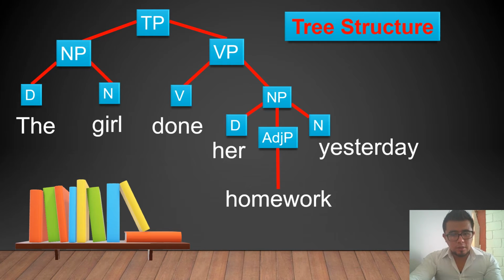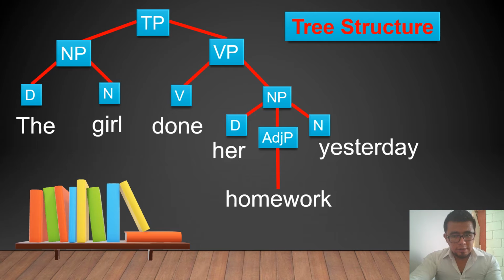So the theory tells us that every little word has its own place in the sentence, and this is how we can divide them and study how sentences are studied and how syntax functions. So the object NP in the verb phrase is divided into a determiner, in this case her, an adjective, which is homework, and a noun, which is yesterday.